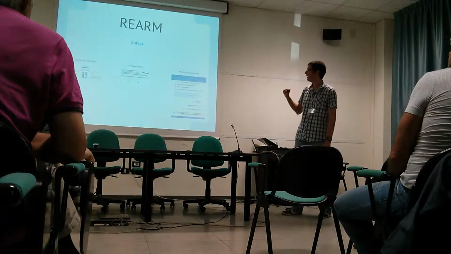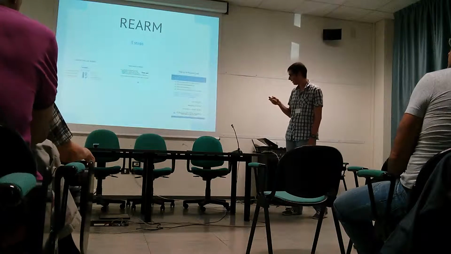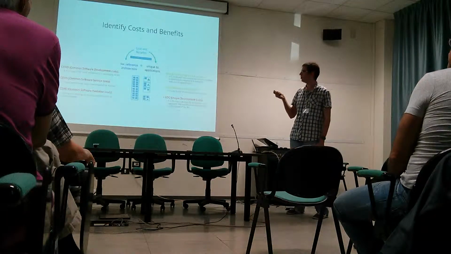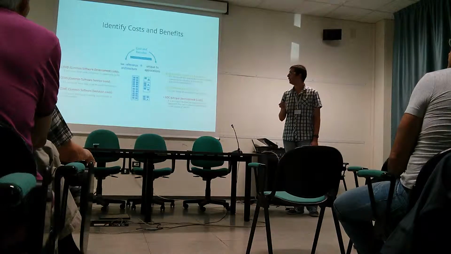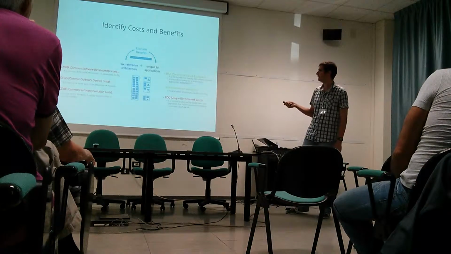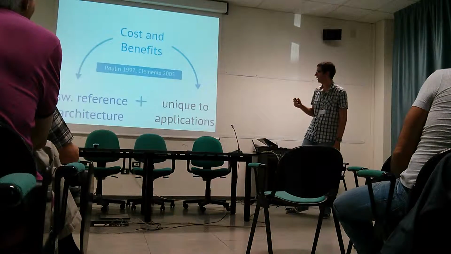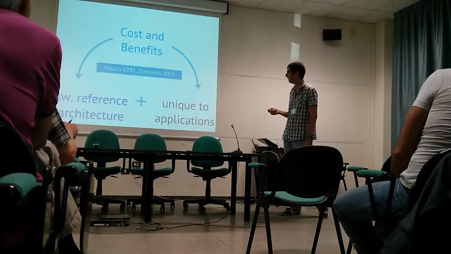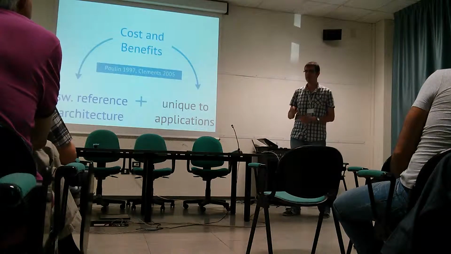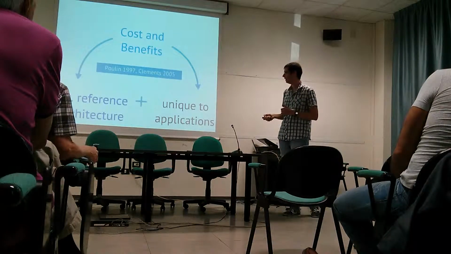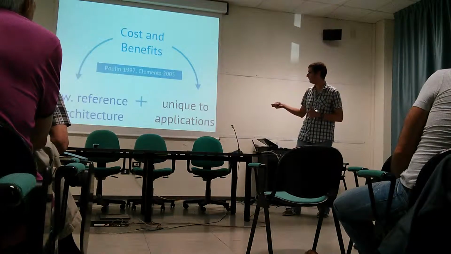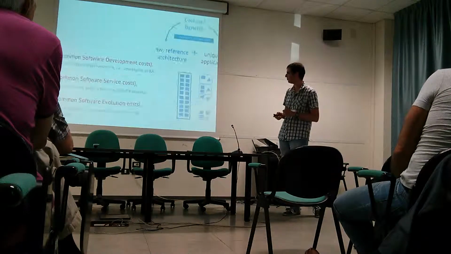While we were creating this economic model, we followed 3 steps. The first one was to identify the costs and benefits of applying a software reference architecture. We used existing metrics from Pohl and Clements, and we split the costs and benefits into two sides: on the one hand, the software reference architecture, and on the other hand, the unit cost for applications.